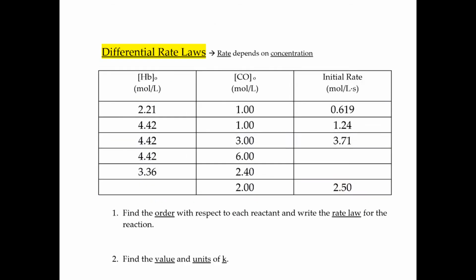Now we're on page 4 of the AP Chemistry Chapter 12 packet, and we're going to be talking about differential rate laws. This is what your worksheet for homework is going to be about. And we're going to find that the rate depends on concentration. So a little background here, this Hb stands for hemoglobin. It's not actually an element, of course, and this is carbon monoxide. You know that carbon monoxide is poisonous. It's poisonous because it replaces oxygen in your blood.